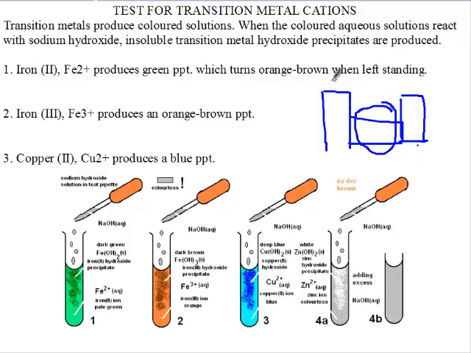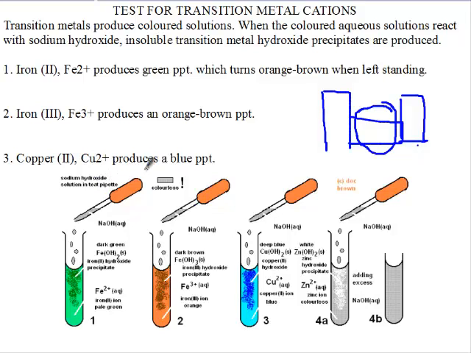This precipitate will turn orange brown when you leave it to stand for a while. Iron 3 will produce an orange brown solution in water. When you add sodium hydroxide to it, iron 3 hydroxide is formed, and this is also an orange brown precipitate.